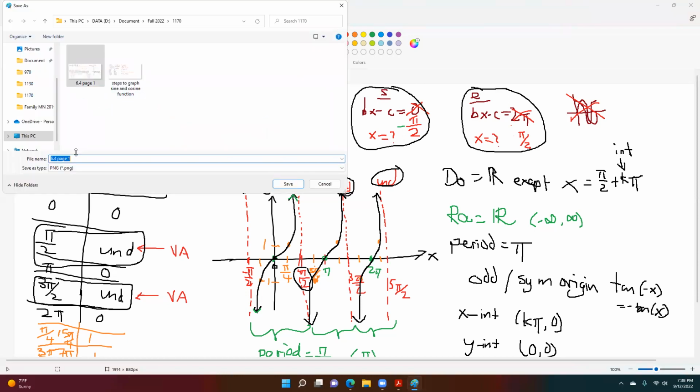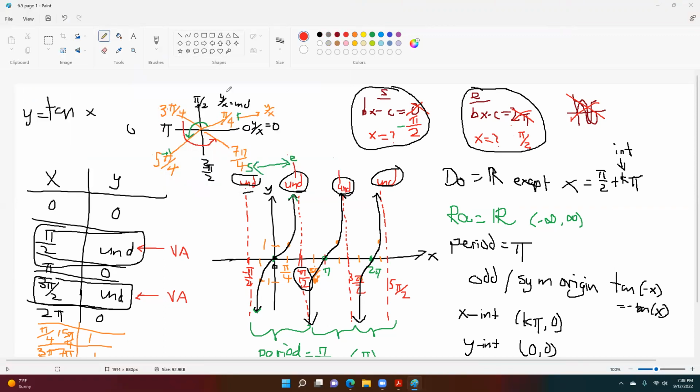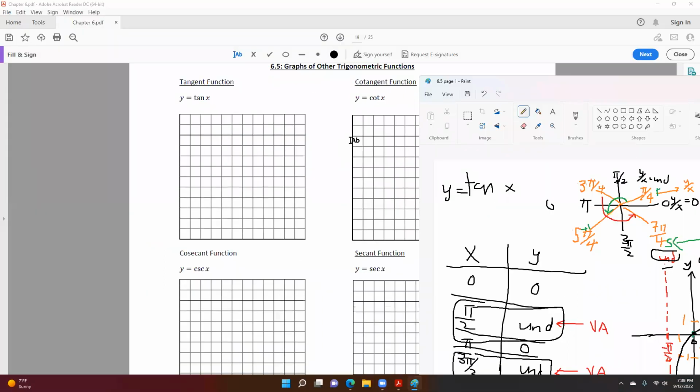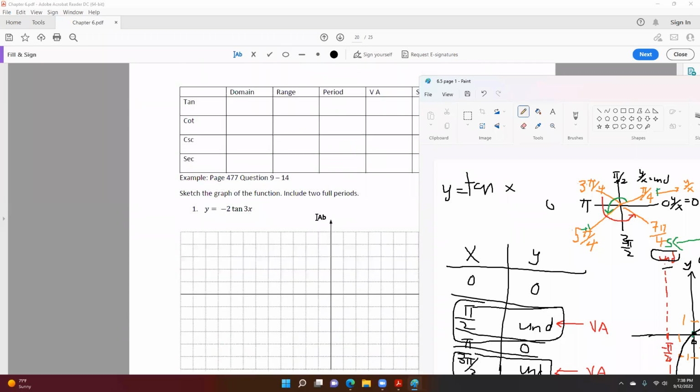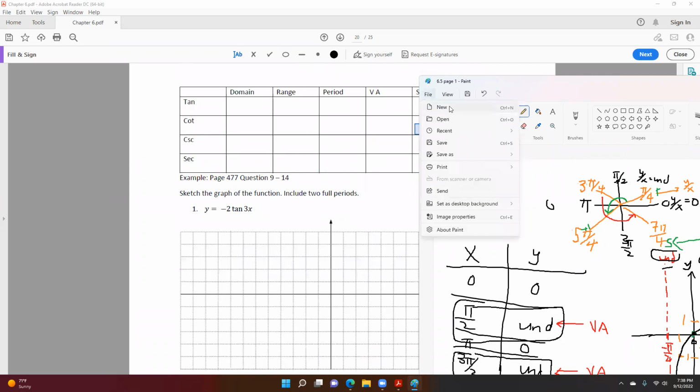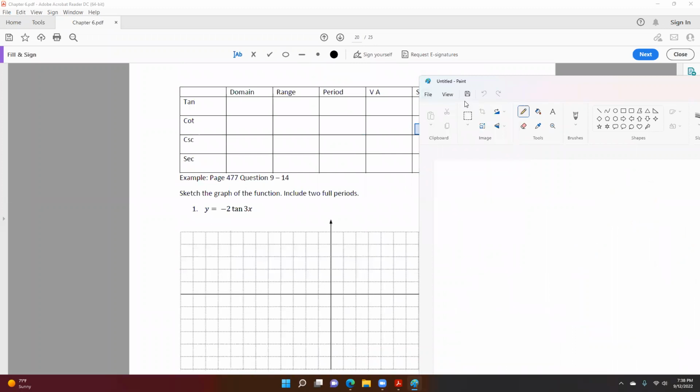So let's talk about that. We don't take tangents in this case. So let's take a look at question number 1 here. This question wants us to sketch the graph of this function, and you have to include 2 full periods.